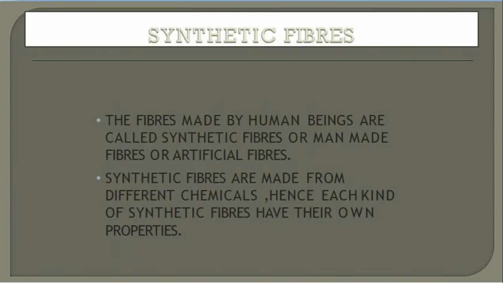Now, synthetic fibers. The fibers that are made by human beings are known as synthetic fibers or man-made fibers or artificial fibers. These synthetic fibers are made from different chemicals. Hence, each kind of synthetic fiber has its own properties. So, all the synthetic fibers are made by using chemicals and different kinds of machinery, and they all have different properties, and today I'm going to teach you about their advantages and disadvantages.